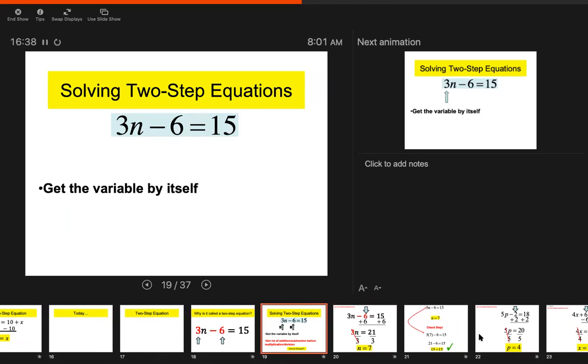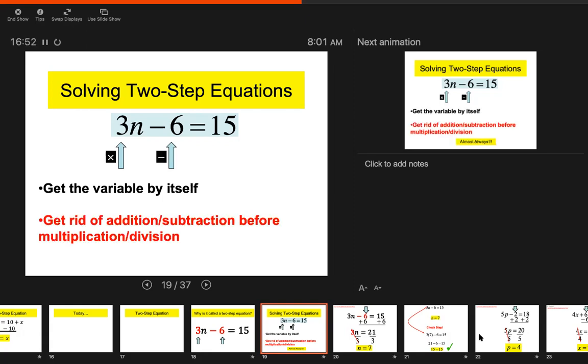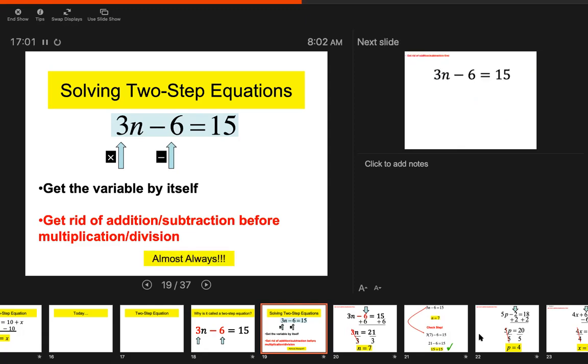The first thing says get the variable by itself. Well, that 3 and that -6 are keeping it from being by itself. So I need to get rid of both of them. It will take 2 steps. One's attached by multiplication, one's attached by subtraction. Get rid of your addition subtraction first. It's the easiest thing to do. Do that before you get rid of multiplication division.